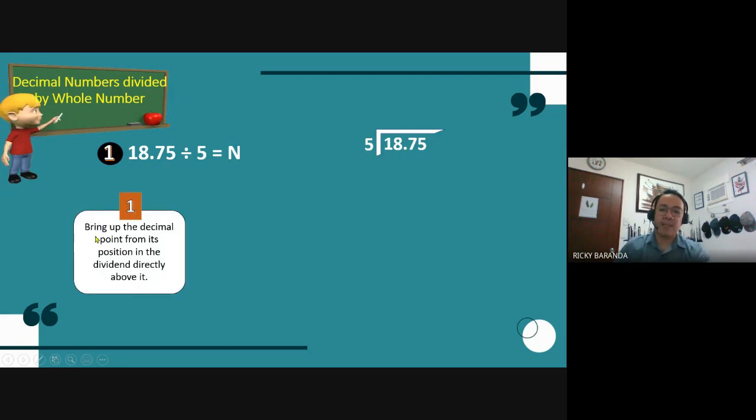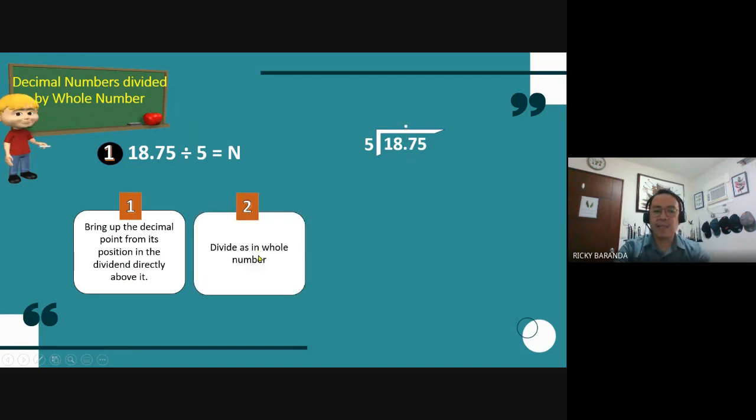So ang unang step, pag nag-divide tayo ng decimal by whole number, ang gagawin natin, bring up the decimal point from its position in the dividend directly above it. Kung nandito yung decimal point, ilalagay natin siya doon. Okay, nandun na siya. So after that, ang next step is divide as in whole number. So i-divide natin itong 18.75 and 5 as whole number na para tayo nagdi-divide ng 1,875 divided by 5 by following the 5 steps. Ano yung 5 steps? D for divide, M multiply, S subtract, B bring down, and R repeat the process.